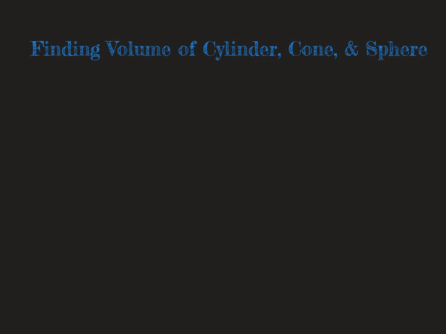This video is going to cover finding the volume of a cylinder, cone, and sphere. The first thing that we're going to be going over are the formulas. The formula for the cylinder, which is the first figure, is volume, so V equals pi r squared h. You know that r is going to be the radius and h is going to be the height.